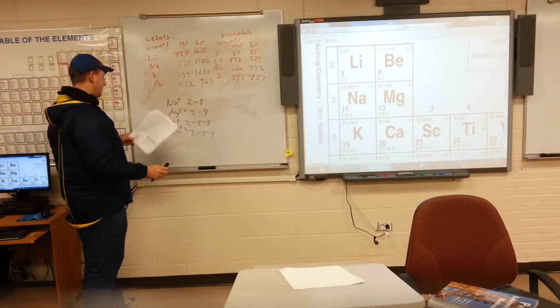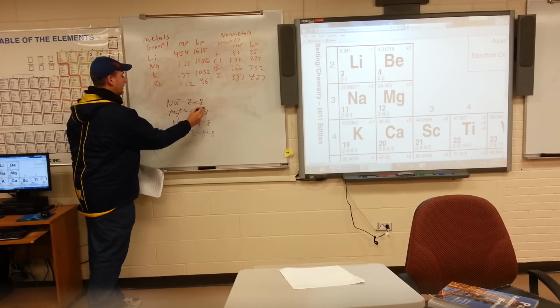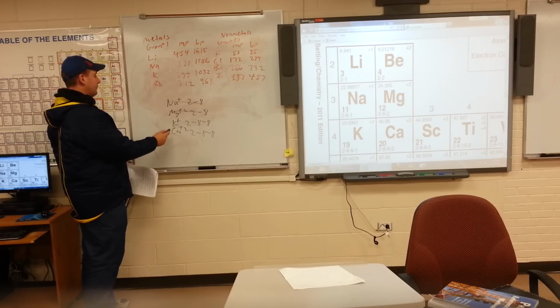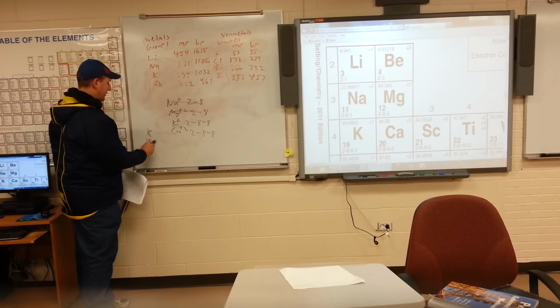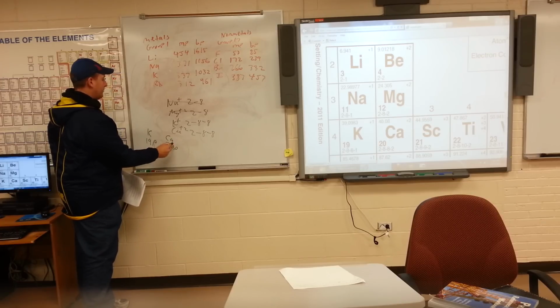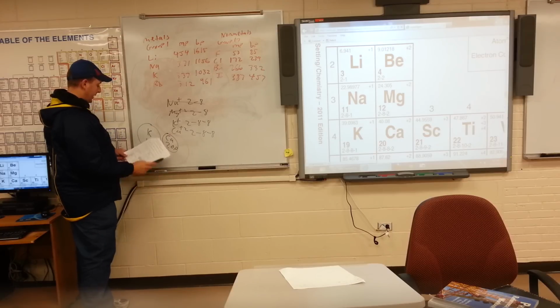So which is the largest radius? Okay, so you know it can't be these two. These have 2 shells. So it has to be K+ or Ca2+. All right. But K has 19 protons, or nuclear charge of 19, and Ca has 20. Remember, as you get more protons, the radius gets smaller because it's pulling in electrons. So the largest radius would be K, choice 3.